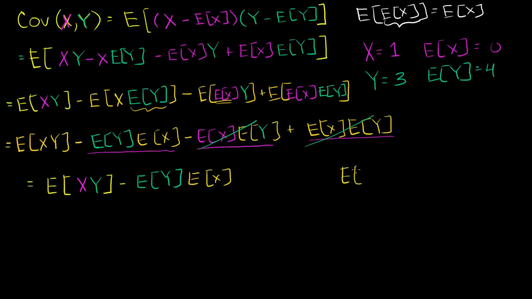The expected value of x times y can be approximated by the sample mean of the products of x and y. You take each of your x, y associations, take their product, and then take the mean of all of them. And the expected value of y can be approximated by the sample mean of y, and the expected value of x can be approximated by the sample mean of x.